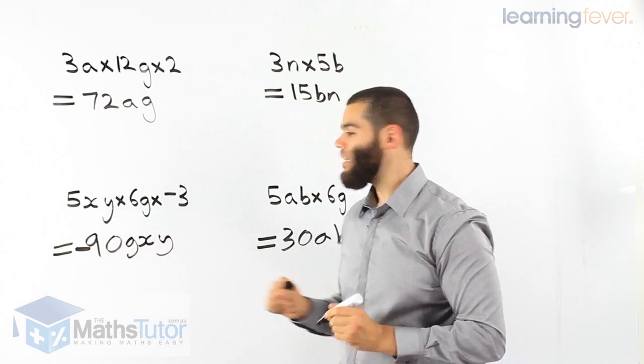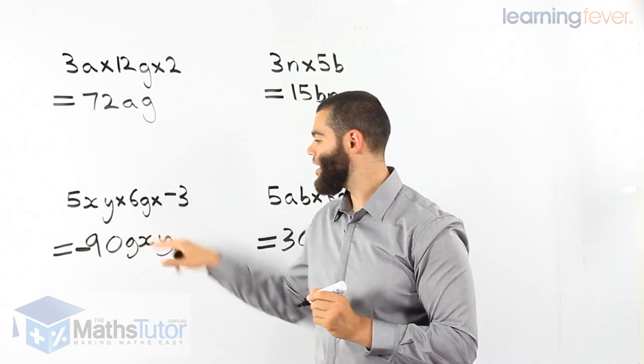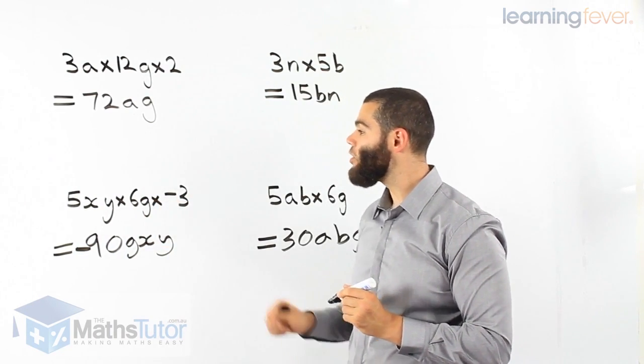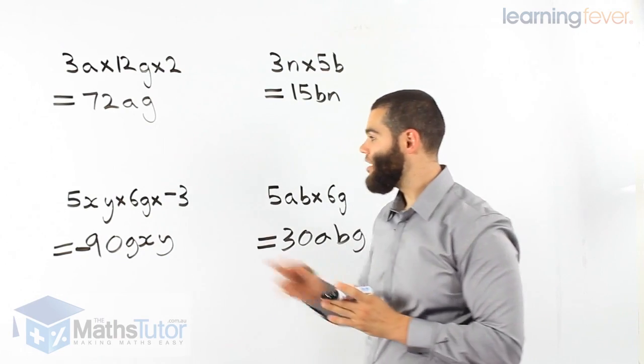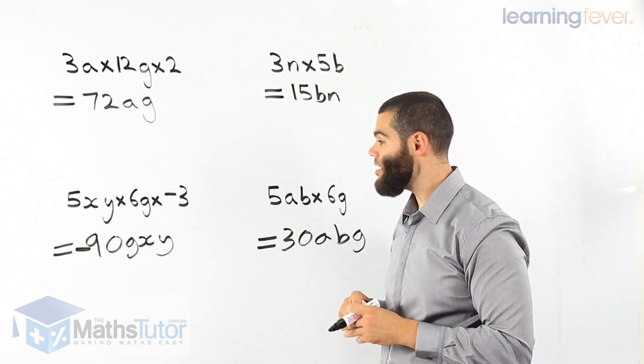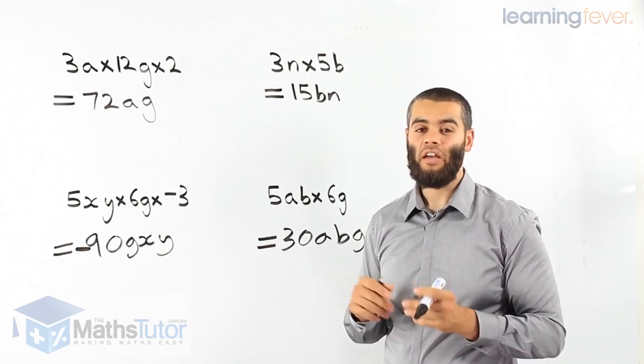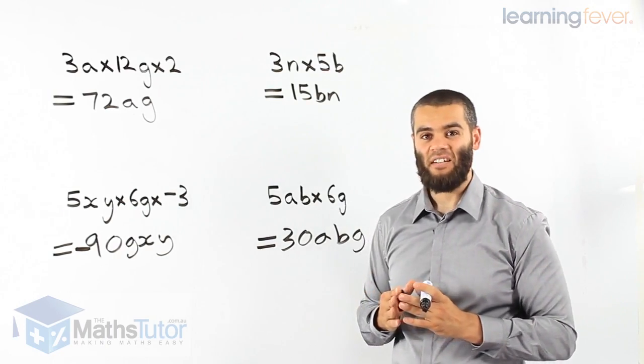And of course, we can write it down as g, x, y. You can write the letters in any order or the pronumerals in any order as long as you write them all down. G, x, y or x, y, g. It doesn't matter. 5 times 6 is 30. 30 times negative 3 is negative 90. Negative 90gxy is our final answer.